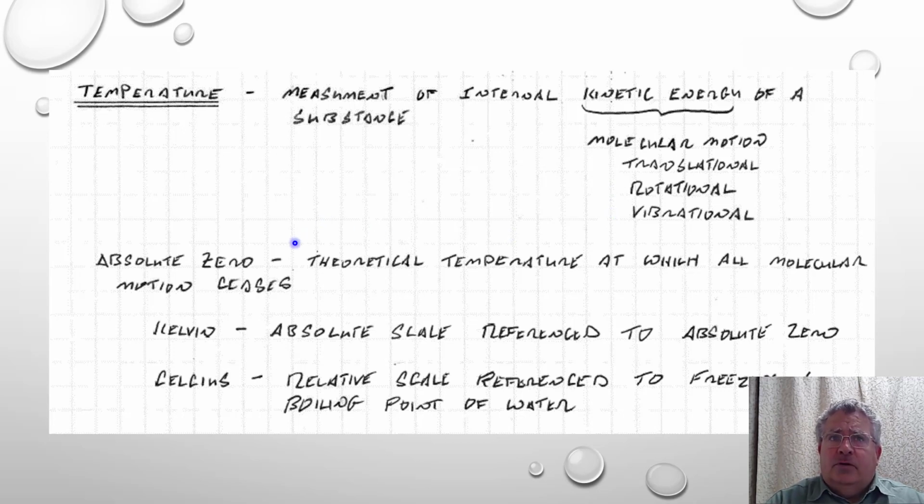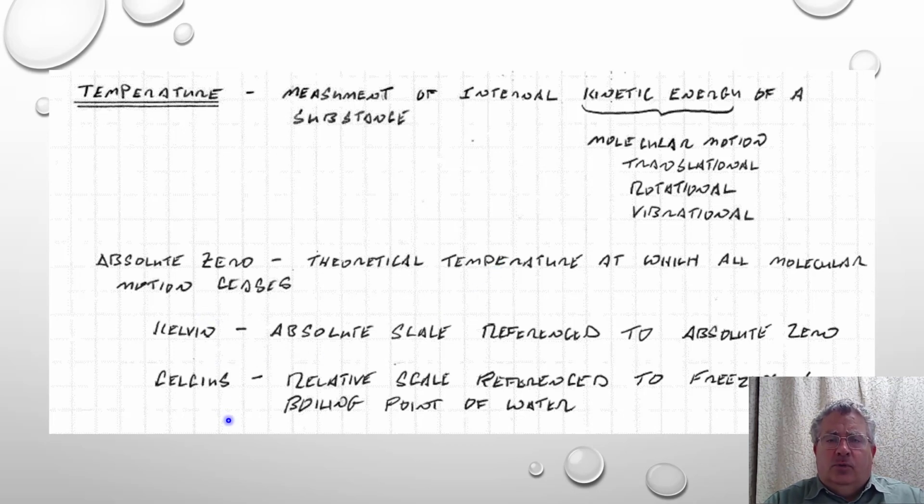Now, absolute zero is a theoretical temperature. It's the temperature at which all molecular motion ceases, when the actual molecule or atom has no energy. It's theoretically impossible for you to reach absolute zero, but it works as an absolute temperature scale for us.